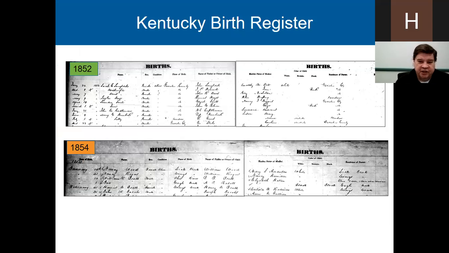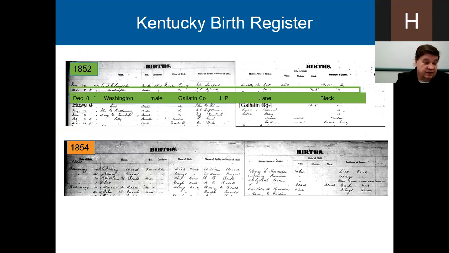Now, a few states did things a little early. Kentucky had birth registers as early as the 1850s. They discontinued them and then started it up again. And they recorded the births of everybody. In this case, we've got a child named Washington, who's male, born in Gallatin County. Slave owner's initials were J.P. Mother's name was Jane, and he was black.